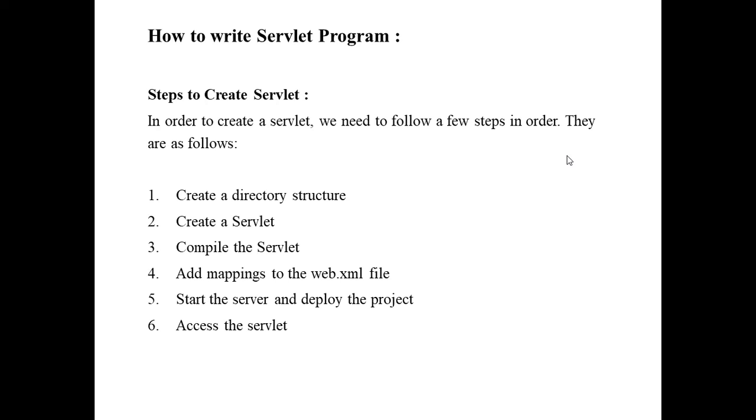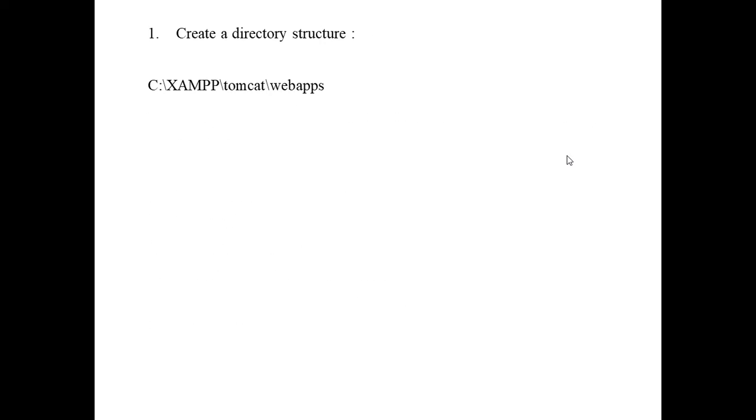First, create the directory structure. For creating the directory structure, we need to install the XAMPP server. And in that XAMPP server, create a directory structure in the location C:\xampp\tomcat\webapps. And in the webapps folder, we create your project or program folder.